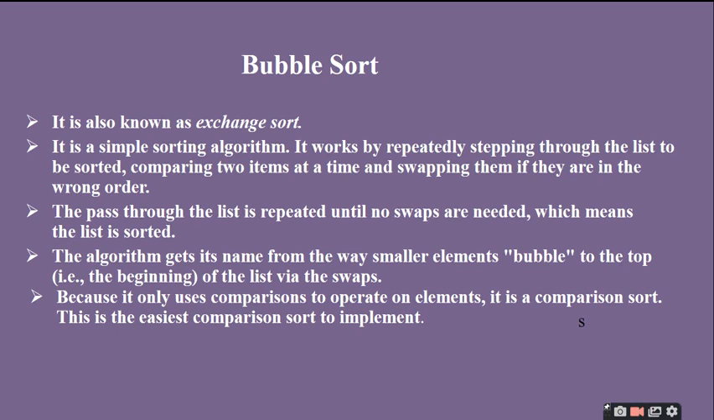Why we are taking this is that it is the simplest algorithm, which works on the principle of comparison and exchange. Compare the 2 items and exchange them if they are in the wrong order. This exchanging or swapping process will be repeated until there is no need of further exchanges for arranging the numbers. Because it only uses comparisons on the elements, it is sometimes known as comparison sort also.